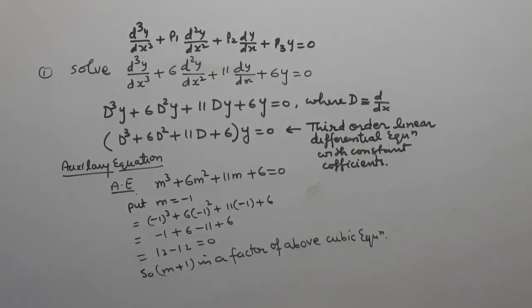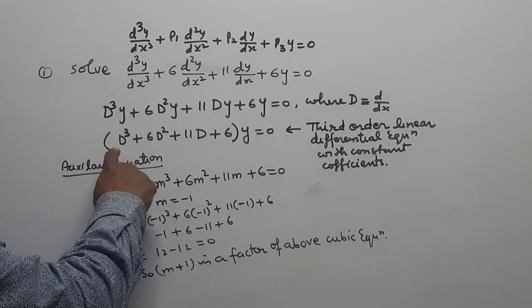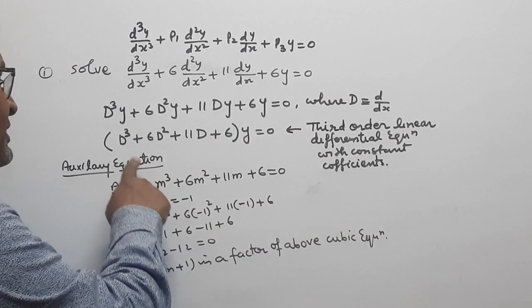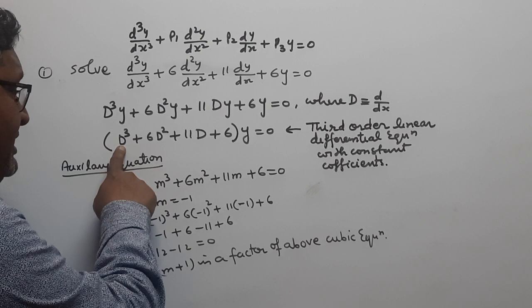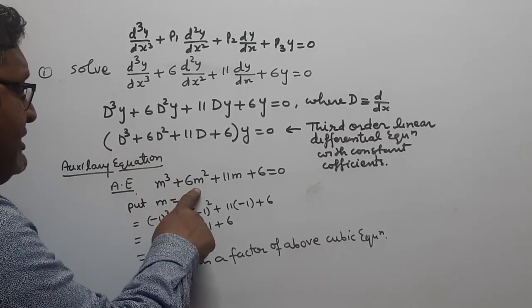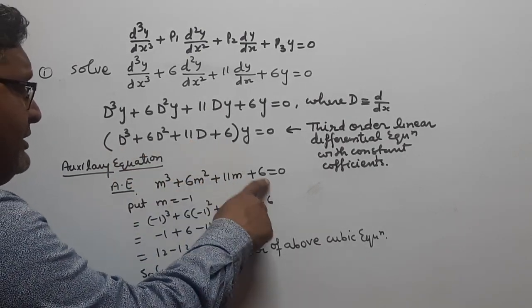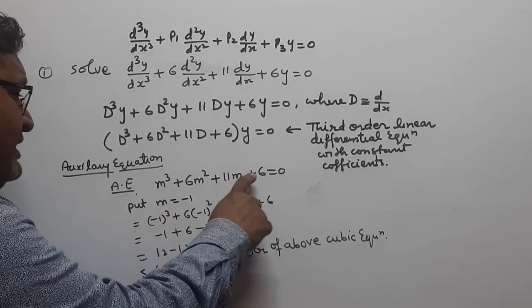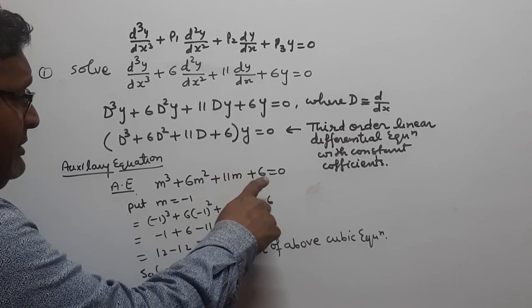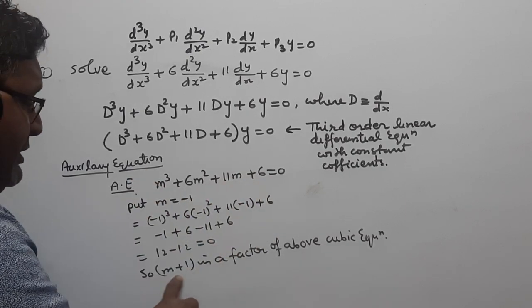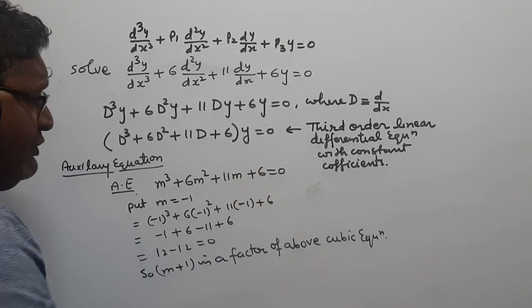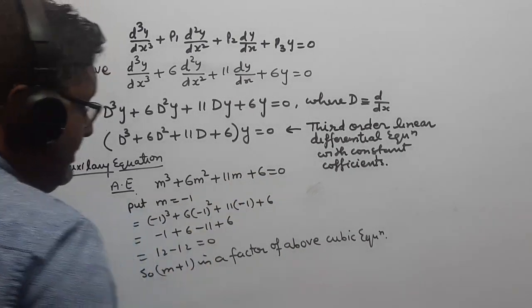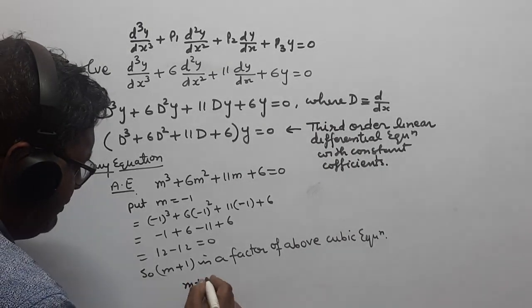So you can see that here we find the auxiliary equation. For finding the auxiliary equation we put m in place of capital D. So here m cube plus 6m square plus 11m plus 6 equal to 0. Now we put m is equal to minus 1, and we get the value of this polynomial is 0. So m plus 1 is a factor of the above cubic equation. So we write here m plus 1.